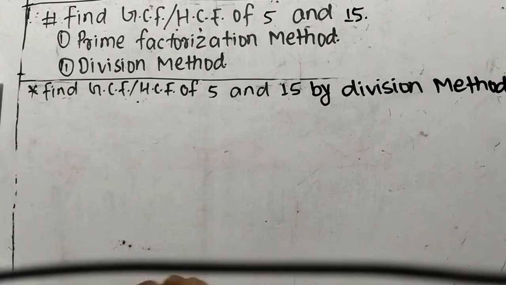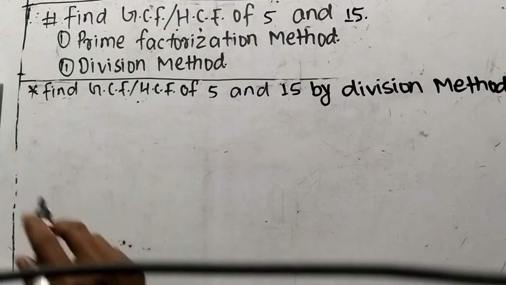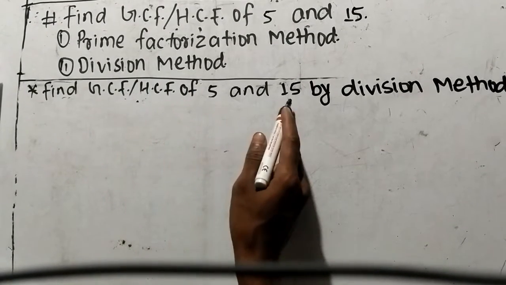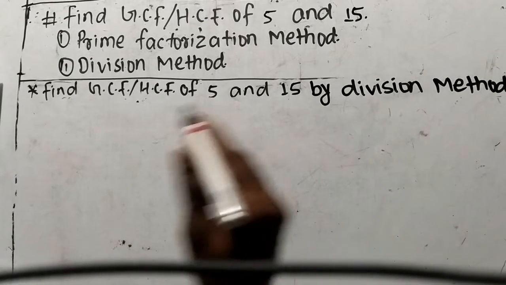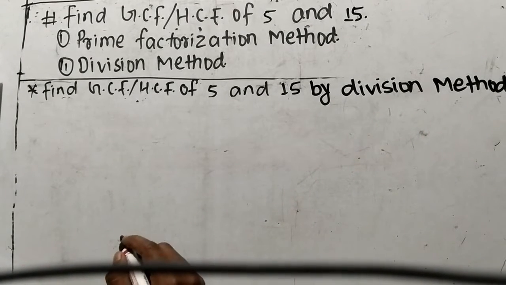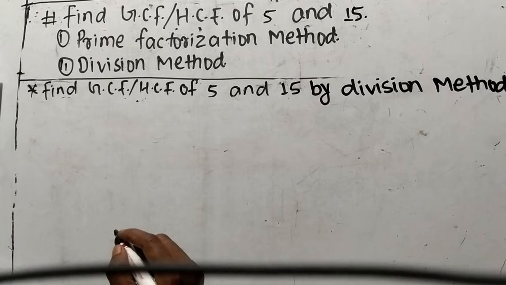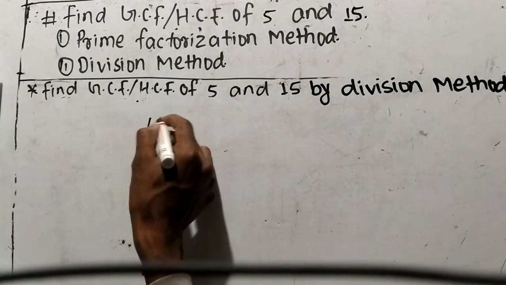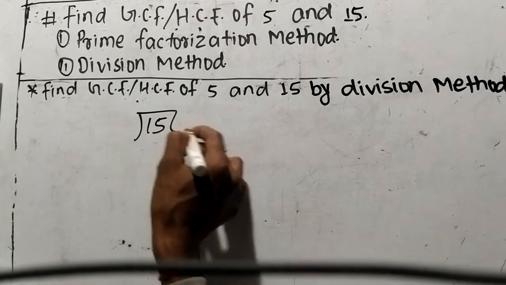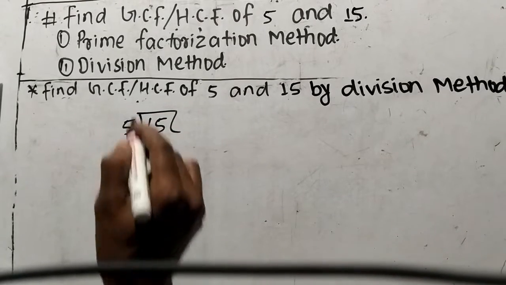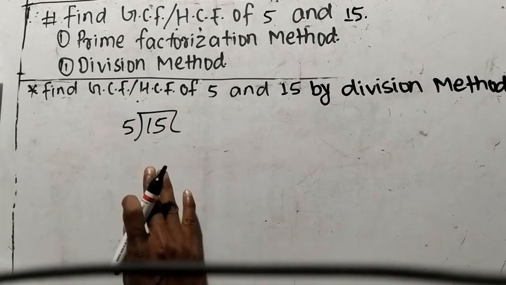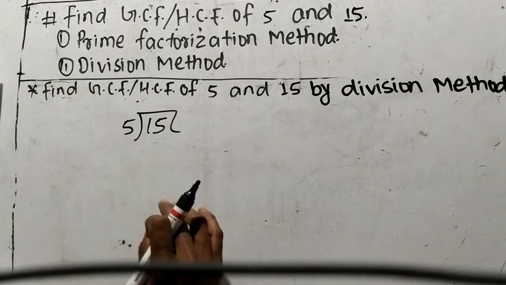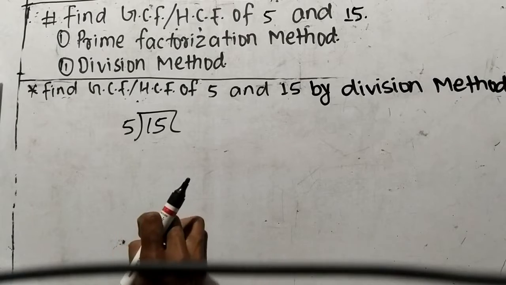Now our second method is by division method. So let's find out GCF or HCF of 5 and 15 by division method. So while finding out GCF or HCF by division method, we have to divide the greater number, which is 15, with the lesser number, which is 5. So while dividing, we have to keep dividing the divisor with the remainder until there is no remainder at last.